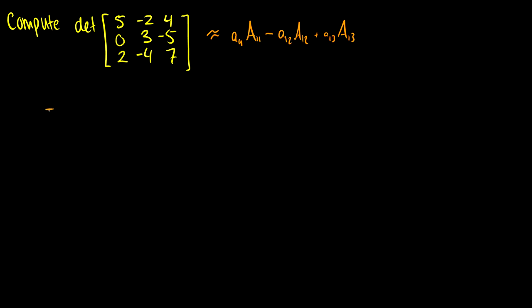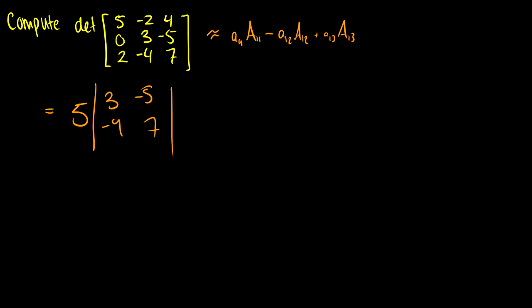So let's start. Well, it's going to be 5 times the submatrix A11. So at this point, I could physically cross these out to help myself, but really what I'm doing is I'm thinking, okay, so here's the 5, so everything to the right of it I'm going to ignore and everything below it. So that's what I'm thinking in this case. So I'm just going to write the remaining 3, negative 5, negative 4, 7 here.